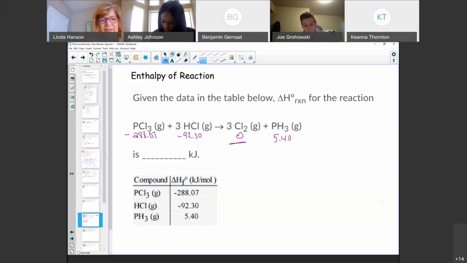So you would know that this delta H of reaction would be the sum of the products, which would be 3 times 0 plus 1 times 5.40 minus negative 288.07 plus 3 times negative 92.30.